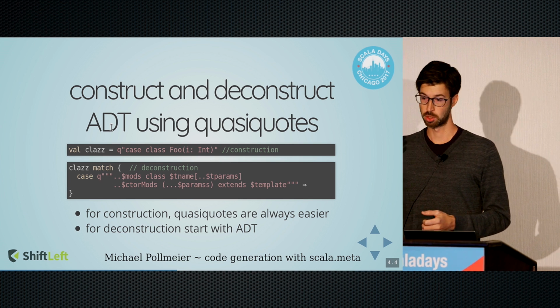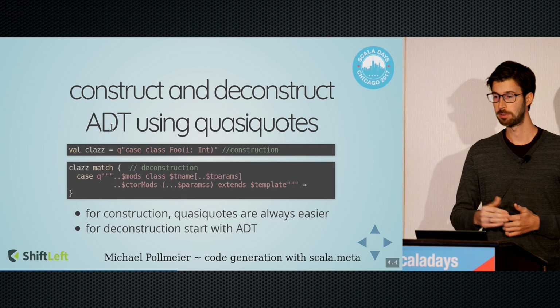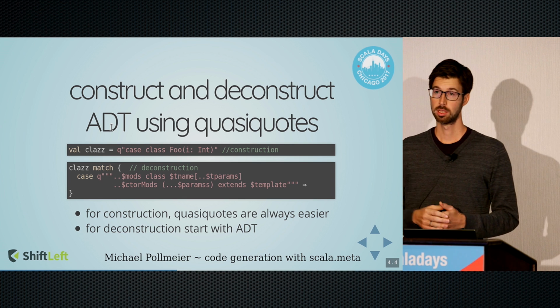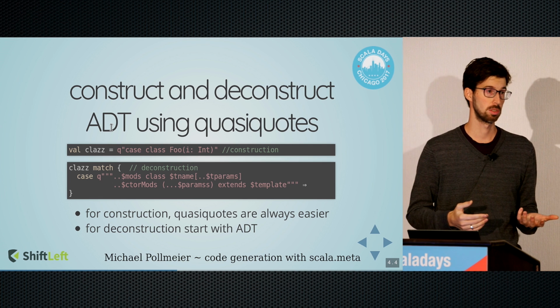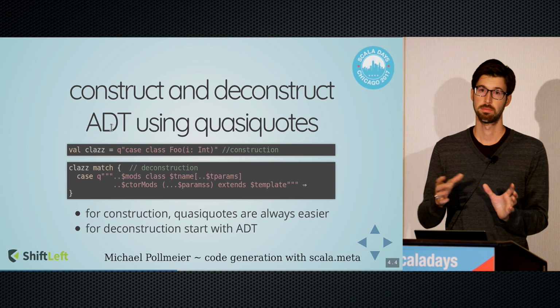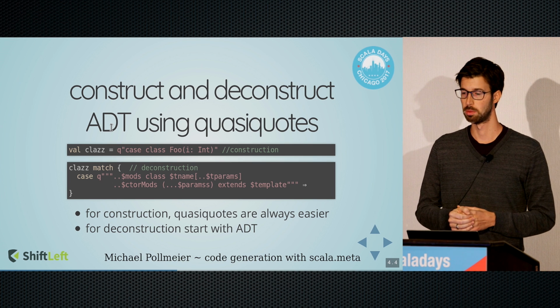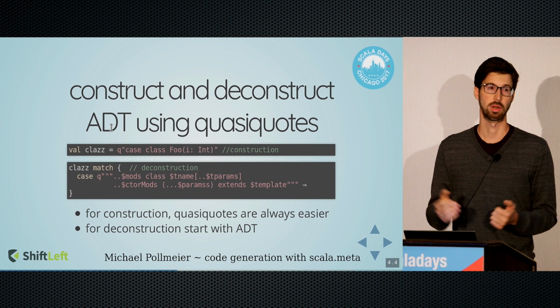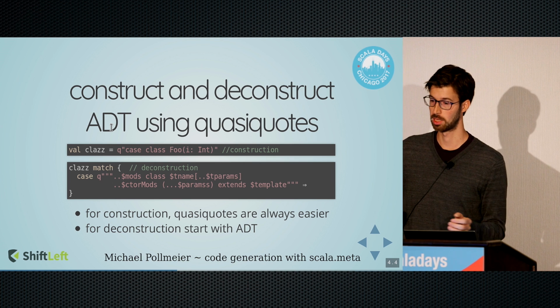But what I would argue, and I show that in the live coding part, is if you construct something, start with quasi codes, because it's just natural to a Scala developer. If you deconstruct, start with the ADT, because then you don't need to worry about maybe you don't want to extract everything, or maybe you forgot something, or something like that.